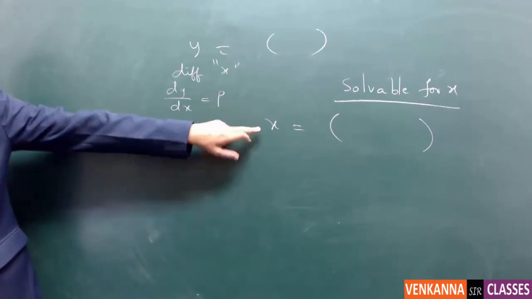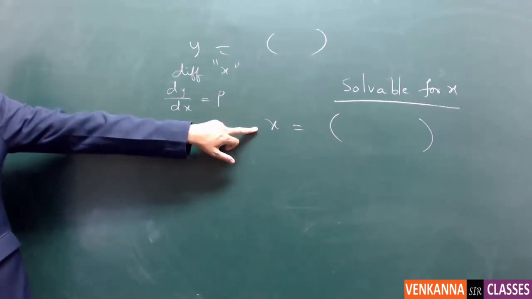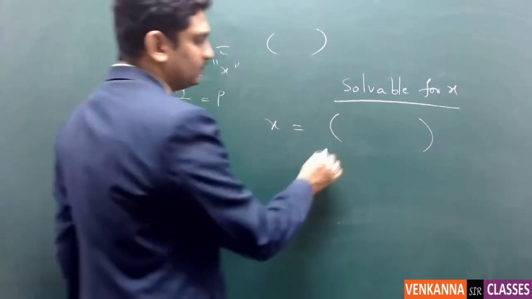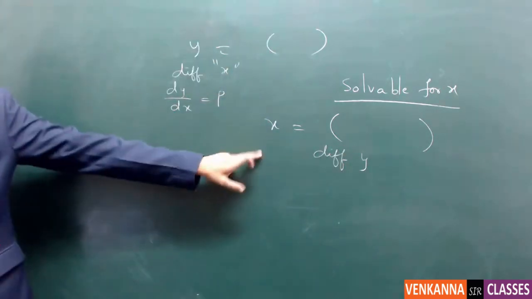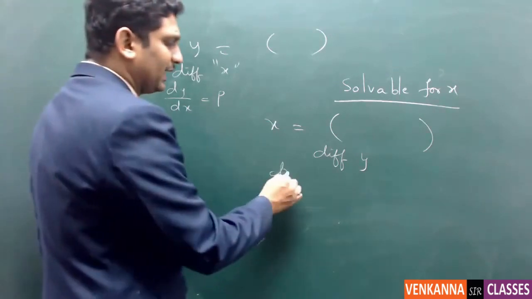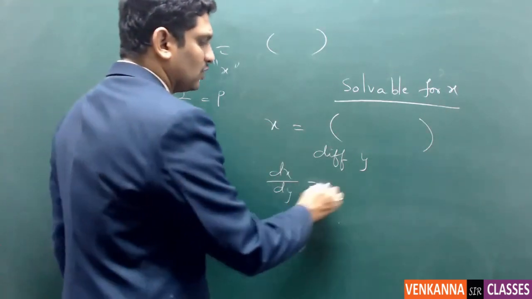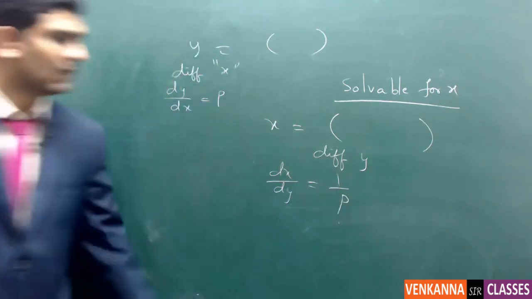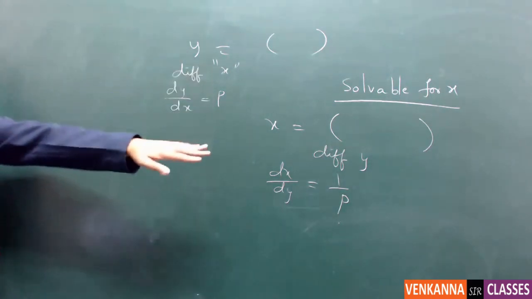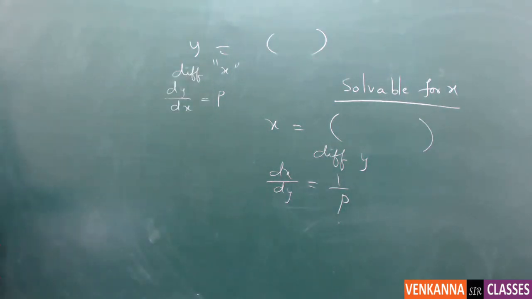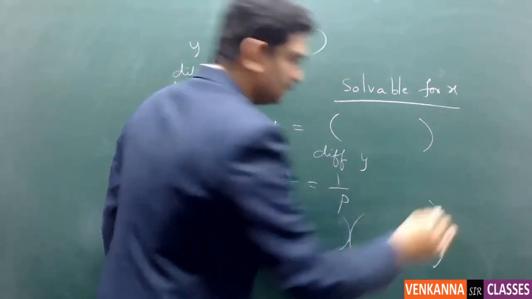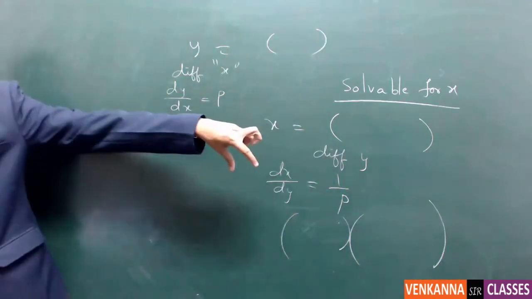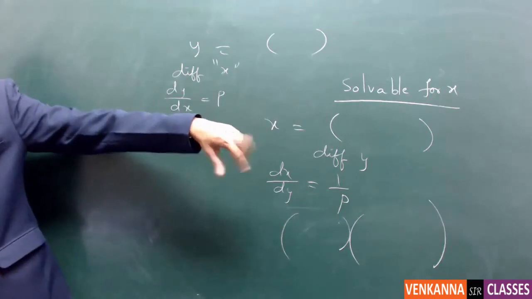Since you are doing the opposite, here we have to differentiate with respect to y. So what happens? dx by dy will be taken as 1 by p. And the remaining procedure is as usual. After doing differentiation, we are going to take the factors as common. And one factor contains the differential, the other does not.